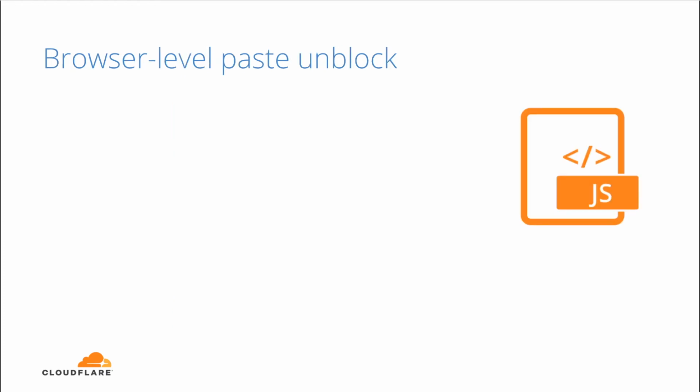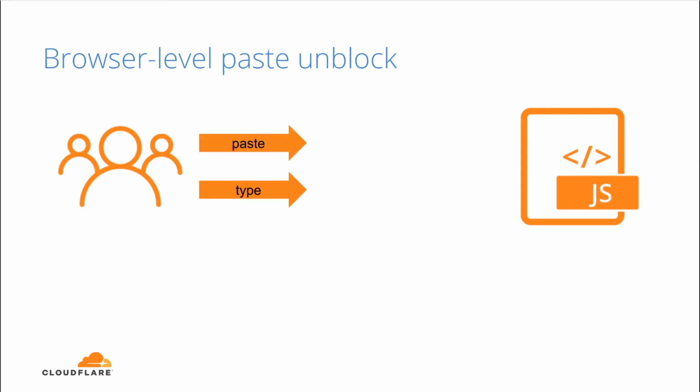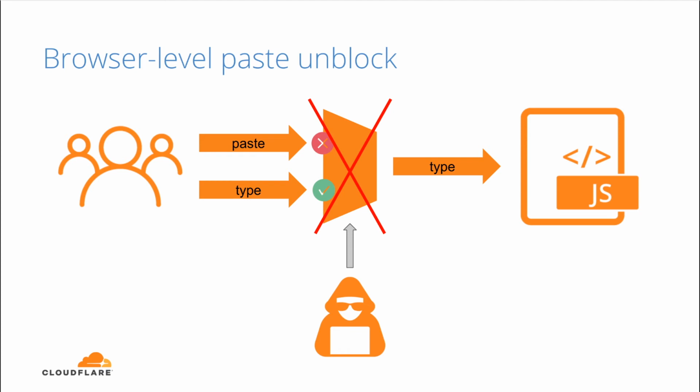But before that, let's, from a 1,000 feet view, review how these paste-blocking techniques work. So you have a JavaScript-enabled web application, you have some users. These users might try to paste the password from a password manager or type it in. So what this web application does, it usually implements some kind of filter which tries to detect the paste activity and block it and just allow the typing activity from the user. And all these browser extensions, what they try to do to unblock paste is find that filter in the web application and disable it.